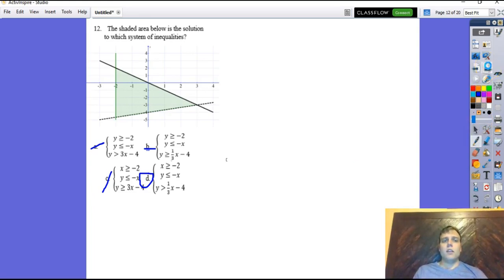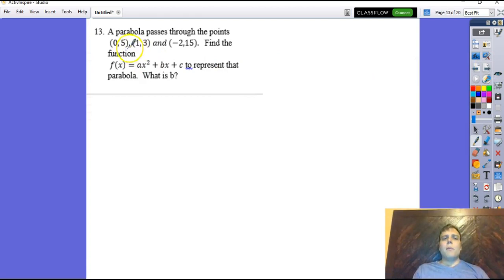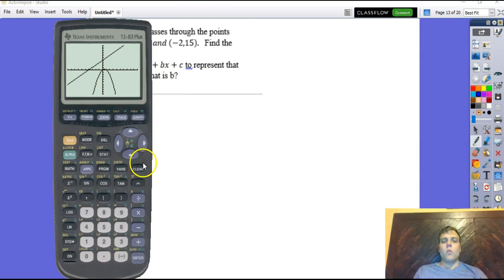Alright, let's go to problem 13. A parabola passes through 3 points. Find the function to represent that parabola. What is B? So B is the coefficient on x. Our calculator will do all this work for us.